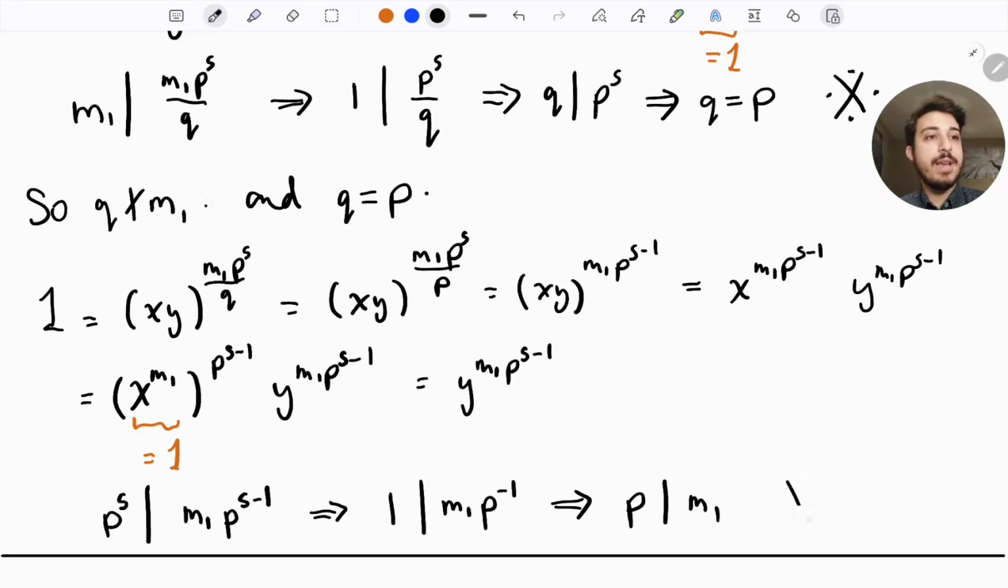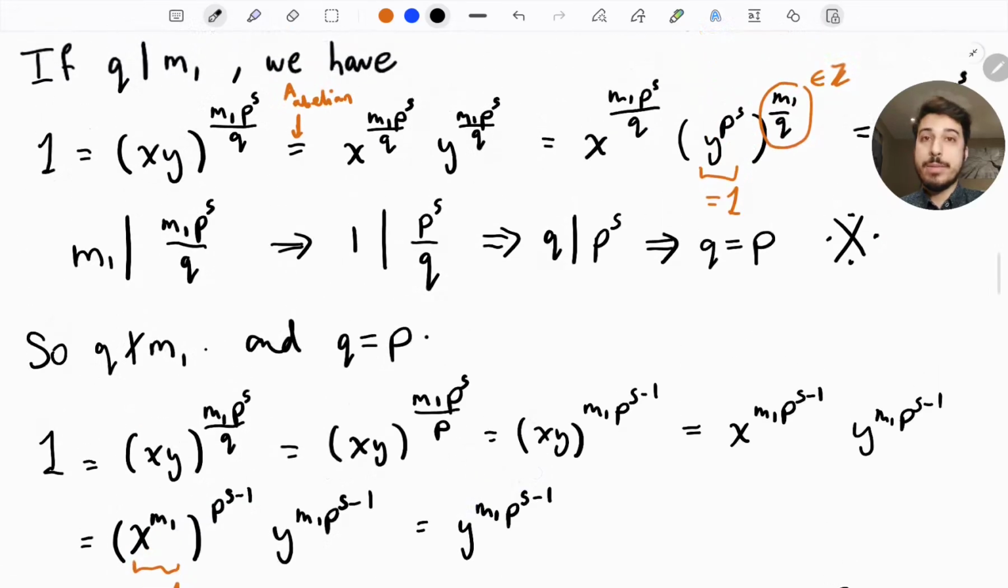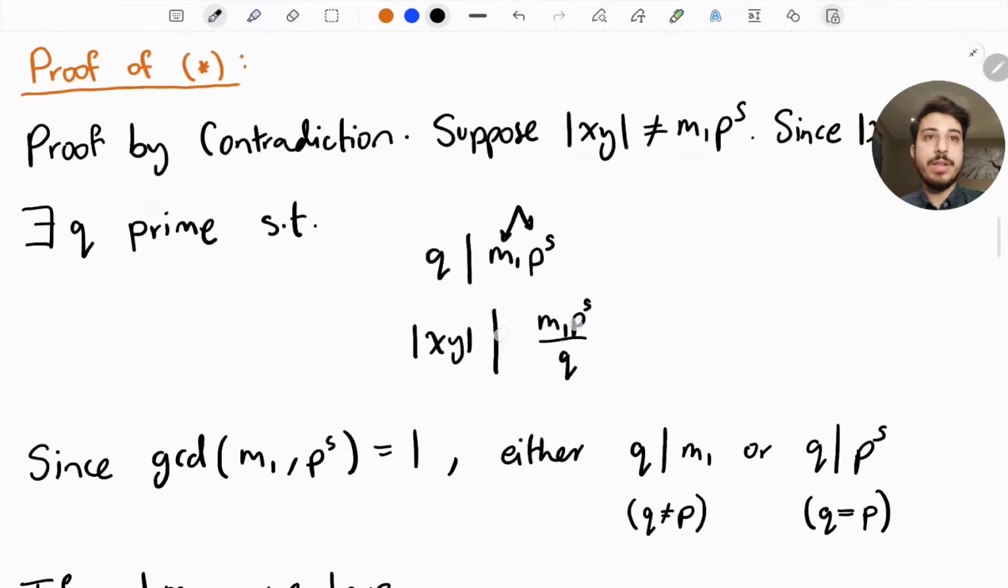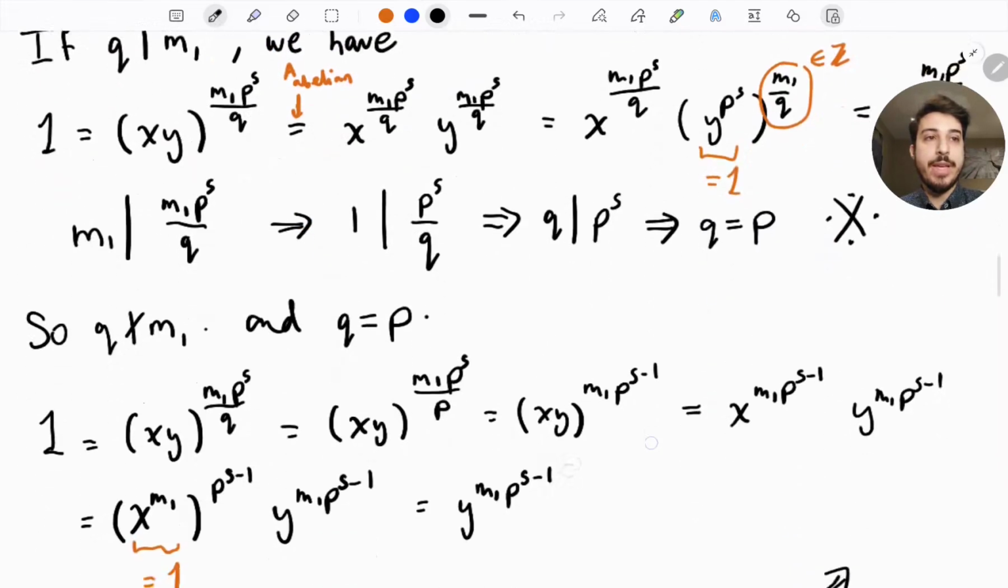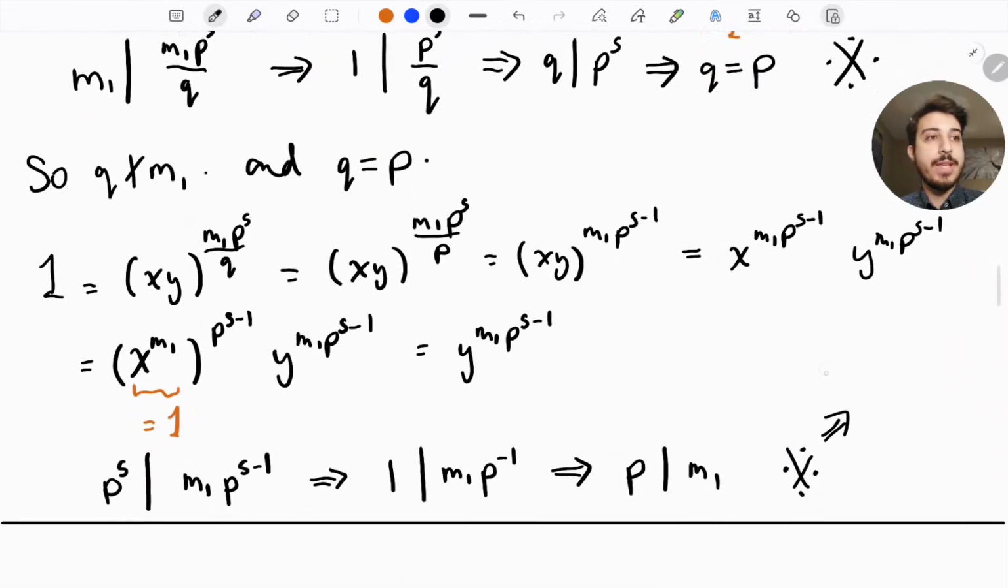Therefore, this is a contradiction, leading us to say the opposite of what we supposed in the beginning, which is that the order of xy is not equal to m1 p to the s. Now we are forced to say that yes, indeed, the order of xy is equal to m1 p to the s, thus completing the proof of this claim, which leads to the completion of the proof of the entire proposition.